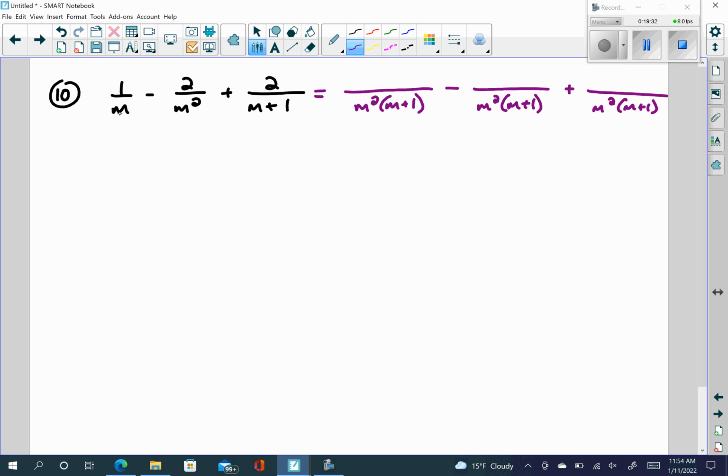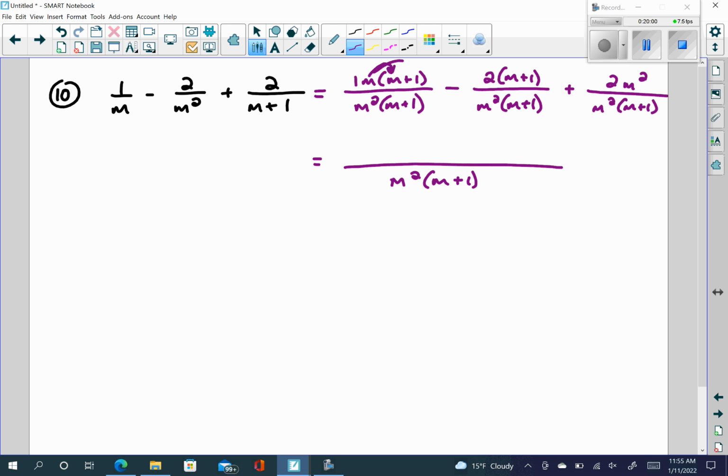So this m needs to get multiplied by another m to get m squared and the m plus 1. So this 1 needs to get multiplied by another m and then the m plus 1. The 2 already had the m squared, so it needs to get multiplied just by the m plus 1. And the last 2, the m plus 1 is already there, so it needs to get multiplied by m squared. Now we'll make one big fraction. Here's our LCD.